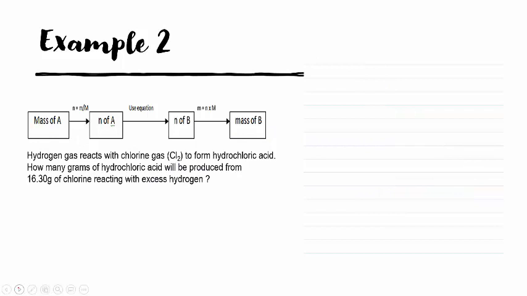Okay, moving on to example 2. This time the reaction is between hydrogen gas and chlorine gas to form hydrochloric acid. And we've been told that 16.30 grams of chlorine is reacting with excess hydrogen, and we need to work out the mass of hydrochloric acid produced. So first step is to write an equation.